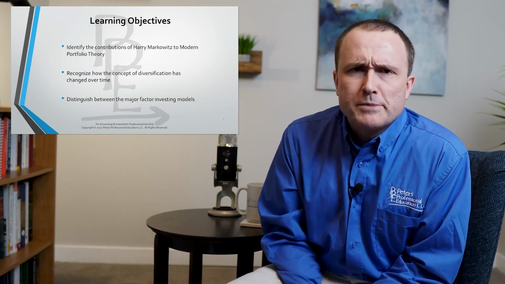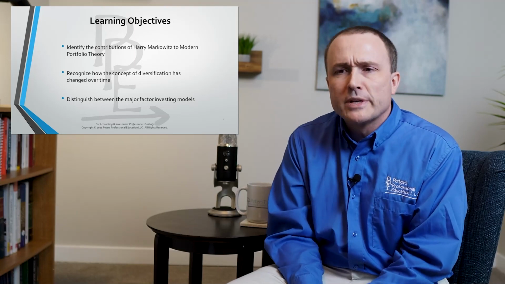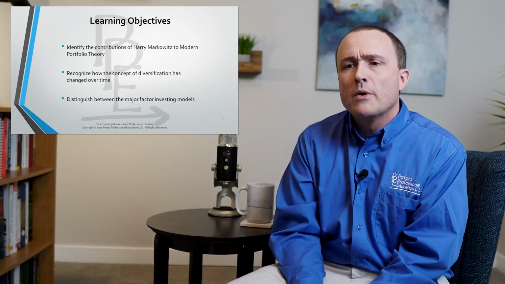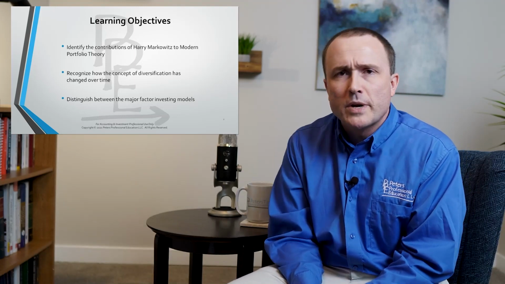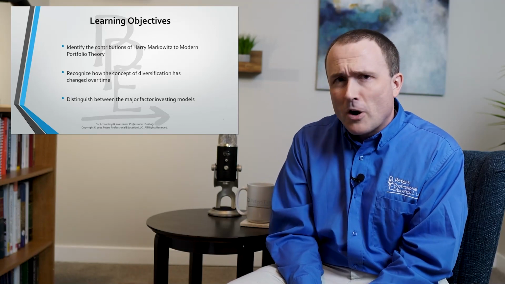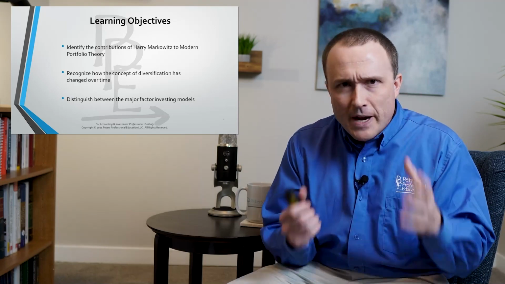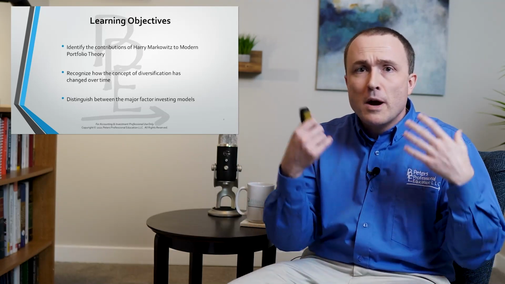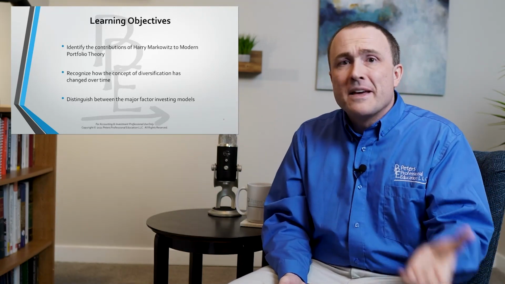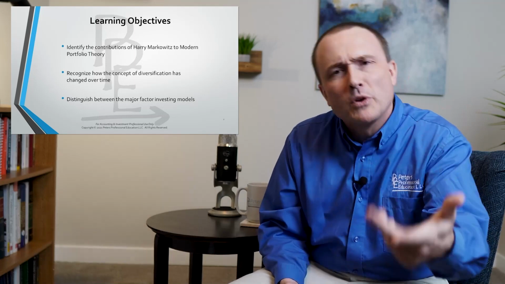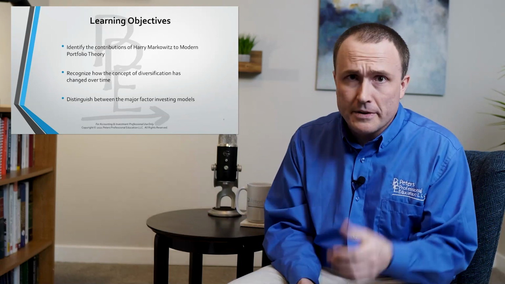So we have three big learning objectives in today's course. The first one is we're going to identify the contributions of Harry Markowitz to modern portfolio theory. Modern portfolio theory is this idea that there's a trade-off between risk and return. And before Harry Markowitz, we really didn't think about portfolio building in that way. Harry Markowitz is a very key person when it comes to portfolio building and investing. A lot of our ideas center around the thoughts that Harry Markowitz came up with. And so we'll talk about his contributions and how his contributions have been expanded upon by others as we move forward through time.